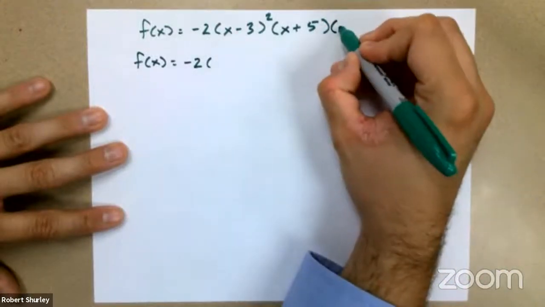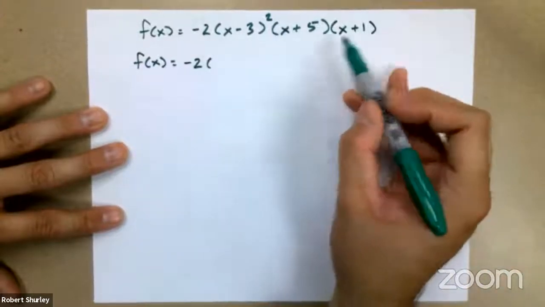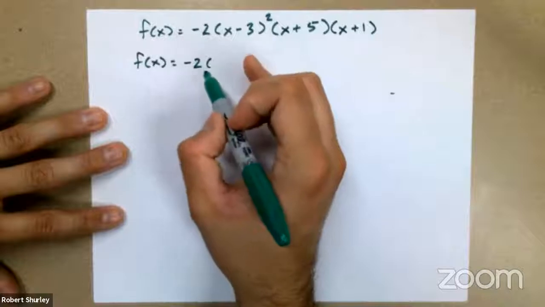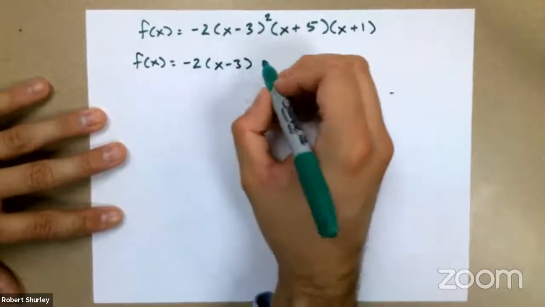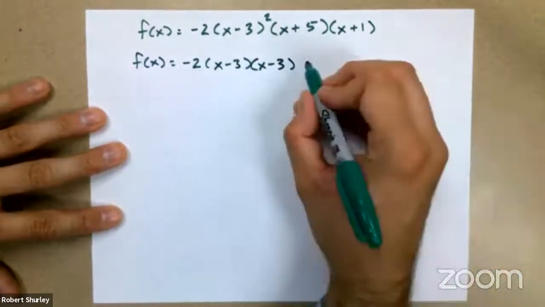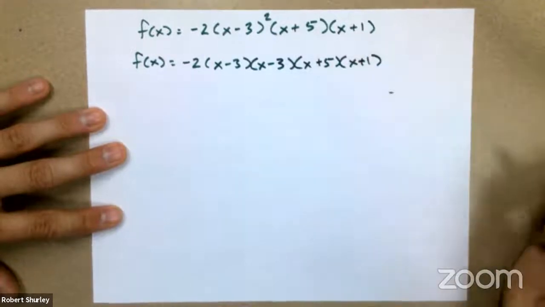Actually, you know what? Let's add another factor here because we've done so many of these. So let's add x plus 1. Multiply, or not add, but multiply. X plus 1 at the end here. So negative 2 out here, and then we have x minus 3. And really what we have is x minus 3 times x minus 3. That's x minus 3 squared, okay? And x plus 5 and x plus 1.